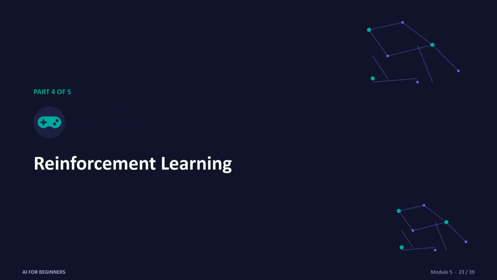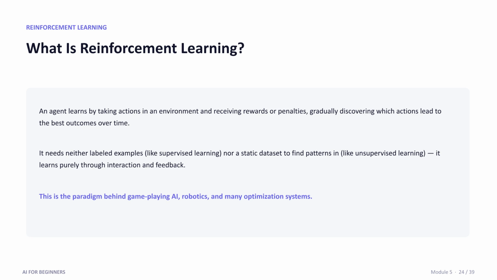naturally. Welcome to part 4, reinforcement learning. This is perhaps the most exciting paradigm. Here, we don't use labeled examples or a static dataset. Instead, we have an agent that learns through a continuous loop of trial, error, and feedback. In reinforcement learning, an agent interacts with an environment. It takes actions, receives rewards or penalties, and learns over time which choices yield the best outcome. It is a distinct approach from the previous two, driven entirely by interaction and the pursuit of a reward.